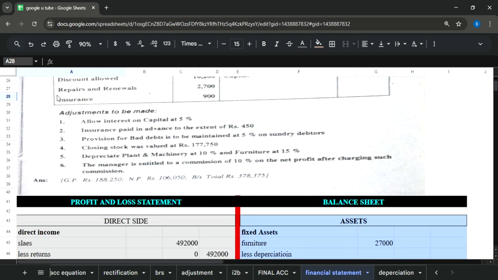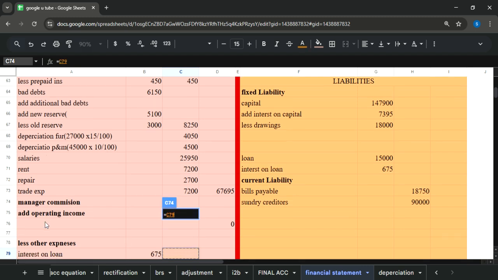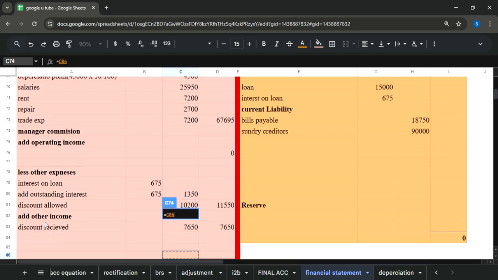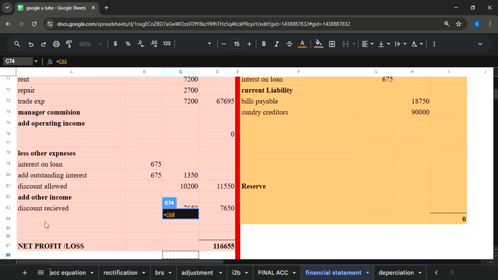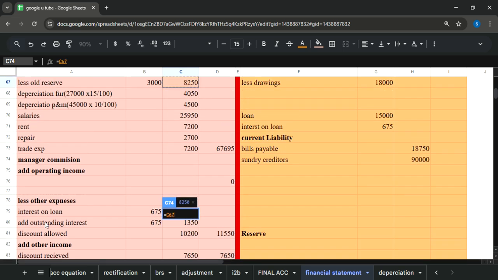What was that? The manager is entitled to a commission. So here you will calculate the manager's commission. Its calculation is very interesting. You need to be focused. Here you will pick your dummy net profit, and how much your dummy net profit is: 111655. Interesting amount.